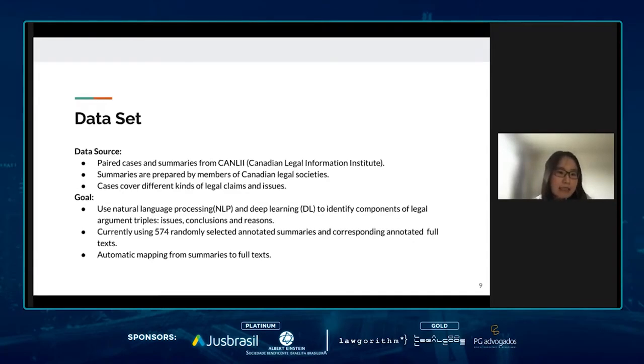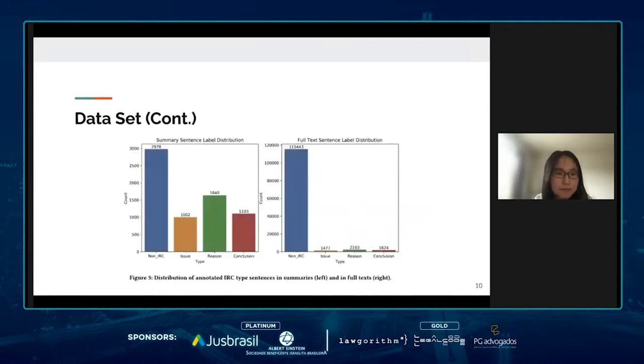Our annotated data set is based on the paired cases and summaries we received from the Canadian Legal Information Institute. The uniqueness of this corpus is that all the summaries are prepared by legal experts. Those cases have very rich legal information since they cover different kinds of legal claims and issues. In the current phase, we have already annotated 574 summaries and corresponding full texts.